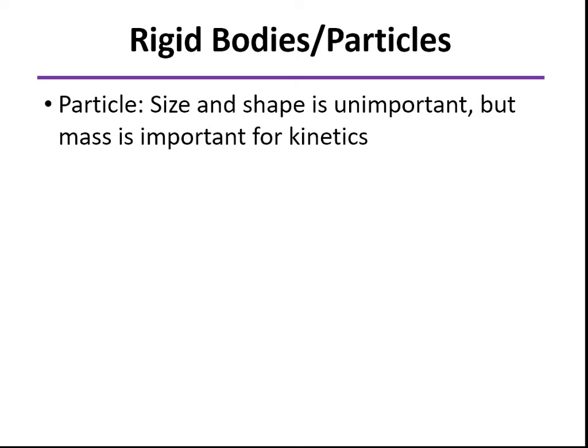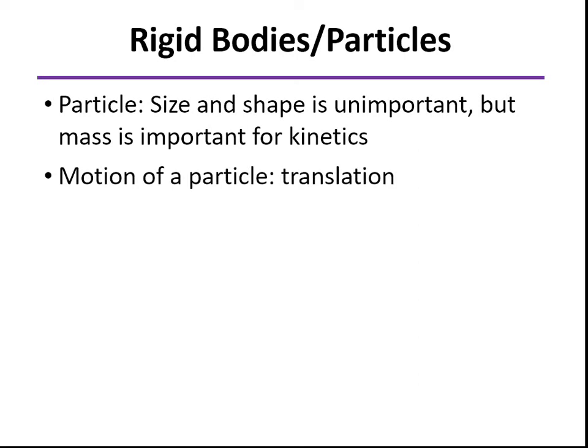For example, when we looked at a car traveling on a road, we didn't really care how the car's mass was distributed or what its wheelbase was, any of that kind of thing. Again, mass was important for kinetics, but the size and shape didn't really matter, because the motion is just translation. It could be translation along a straight line or along a curved path.